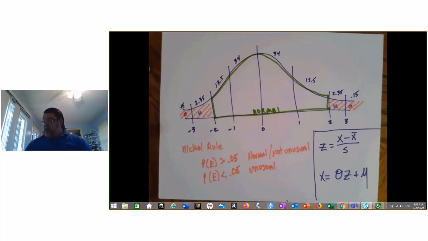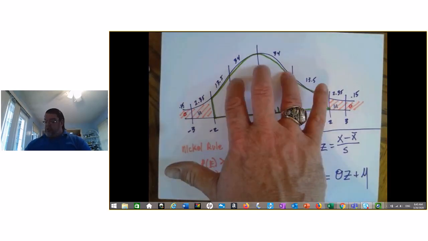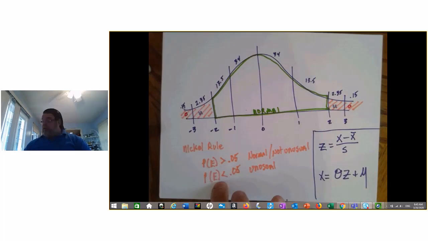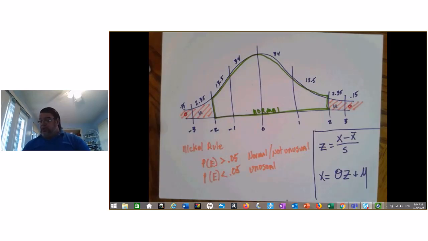Okay, so at the beginning of chapter 7, you need to make sure you have this. You need to make sure you remember the nickel rule. And you need to make sure you know these 2 formulas before we get started, or make sure you have them in front of you as we do the problems.